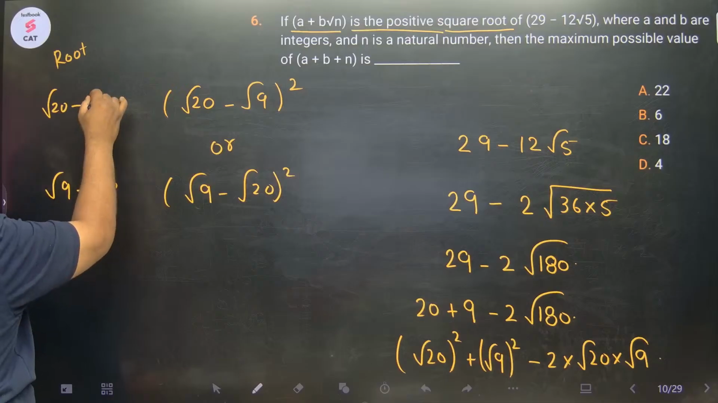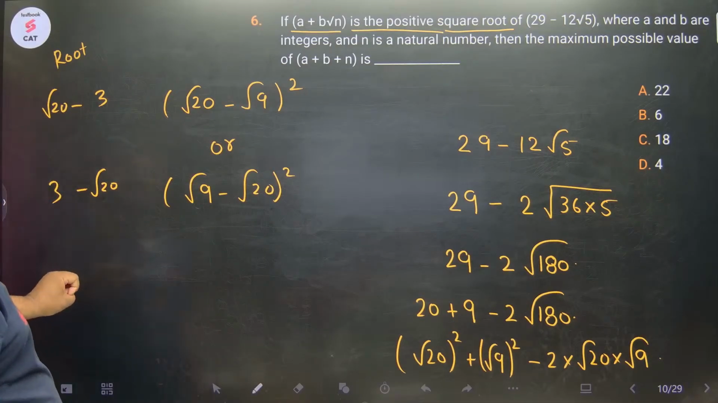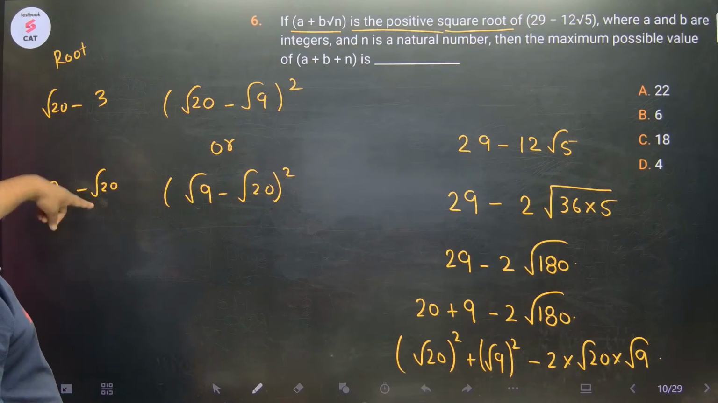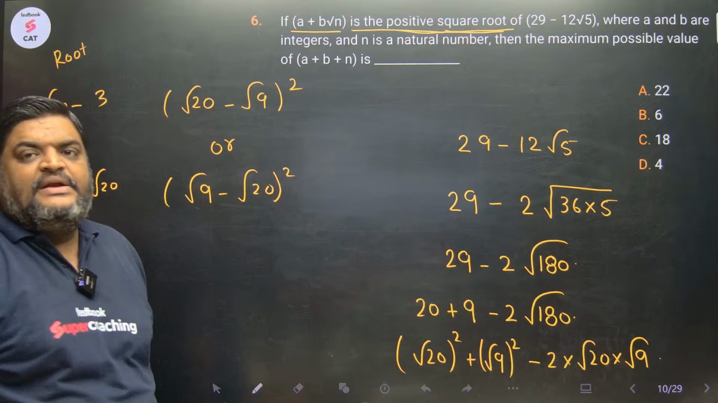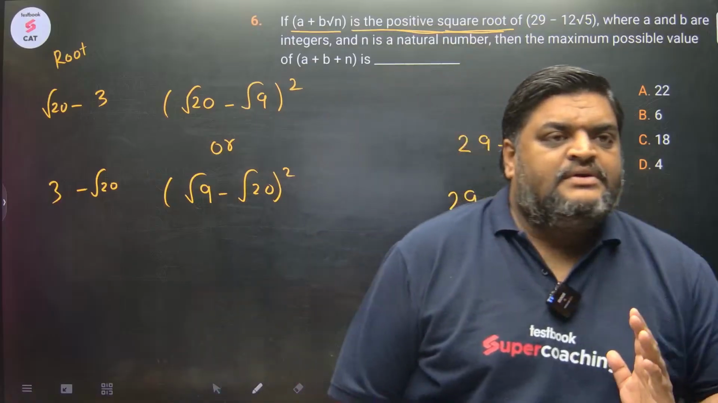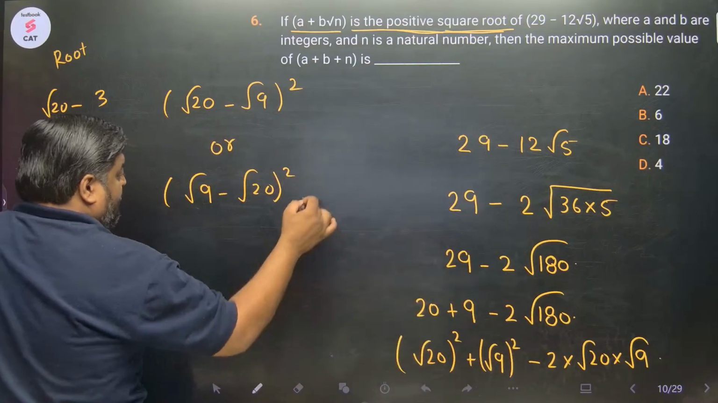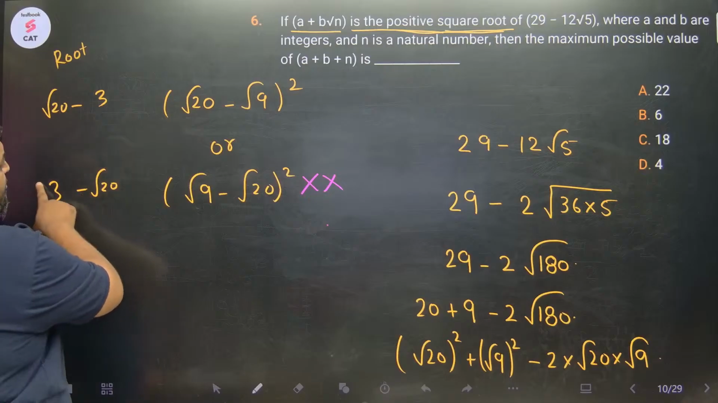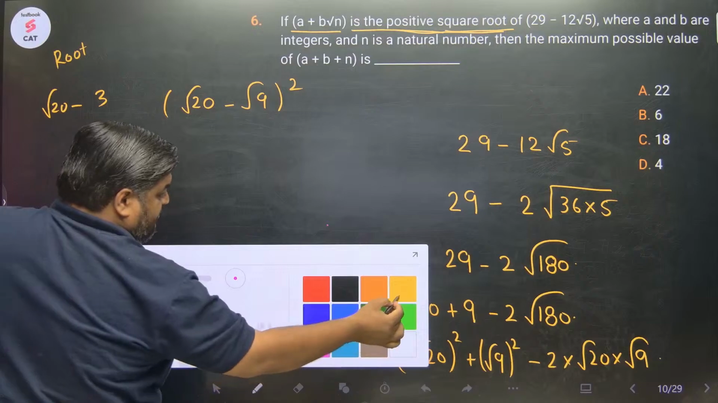So root 9 is 3. If you look carefully, this one is negative. And we are only interested in the positive square root. So technically this will be eliminated. We will not consider this because here the root is negative. We have to consider this. The positive root we are looking for is this.